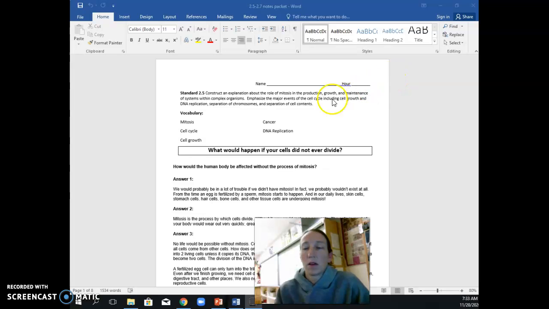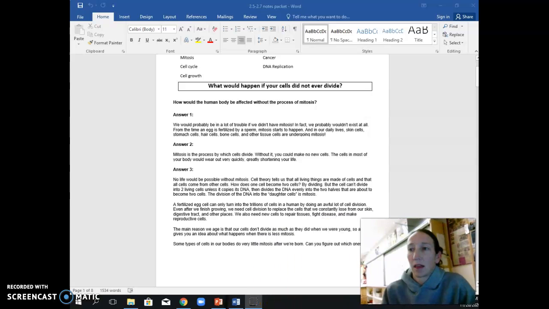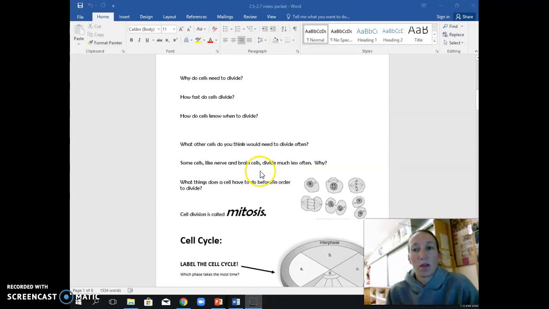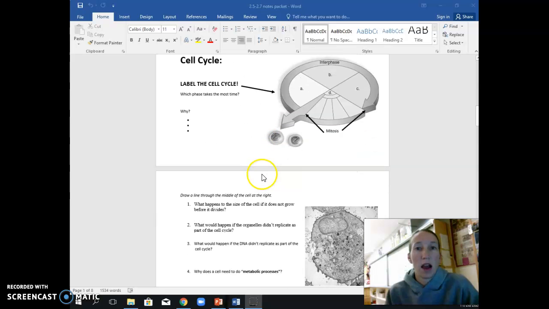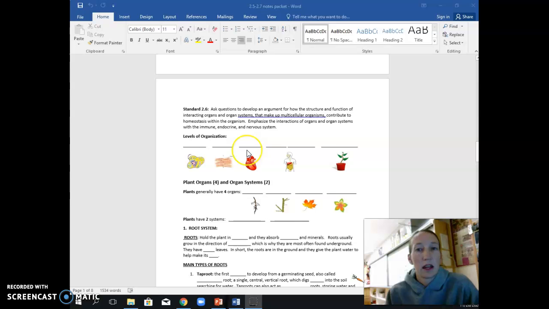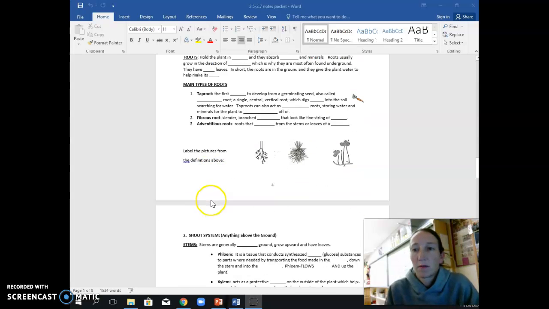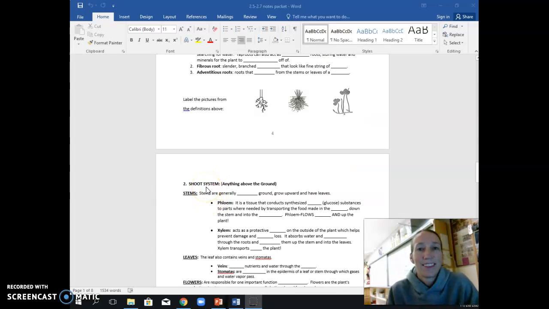Hello, everybody. So we are going to finish up 2 pages in this notes packet today. So I'm going to scroll on down to where we're going to be, and this is all about the cells dividing, mitosis, and the cell cycle. And then we get into plants and how plants have 4 organs and have 2 systems. They have a root system and a shoot system. So the root system's below the ground, and the shoot system is above the ground.